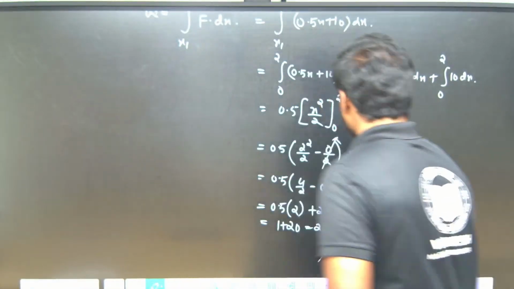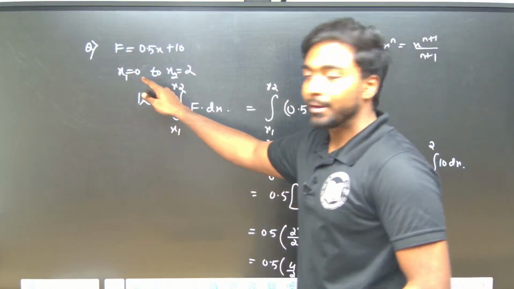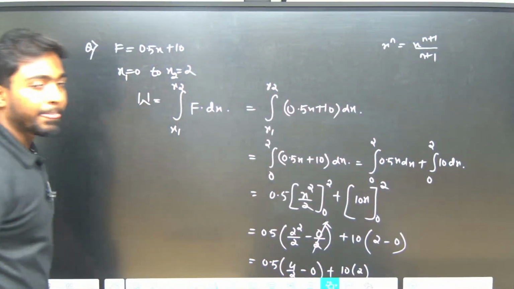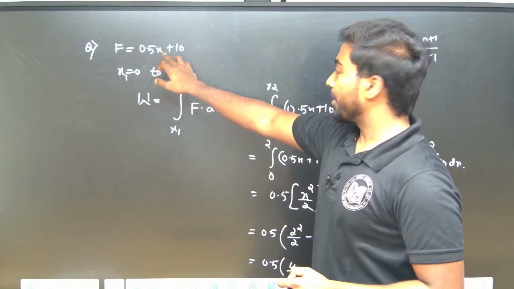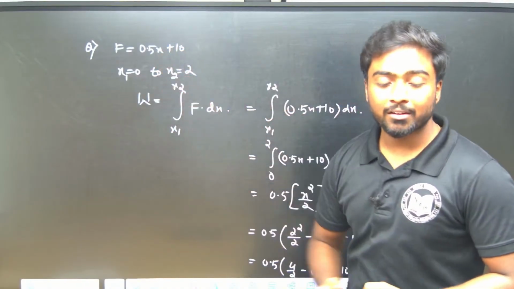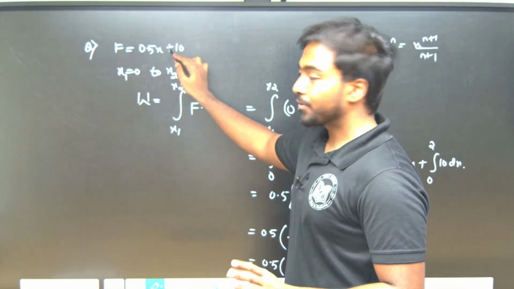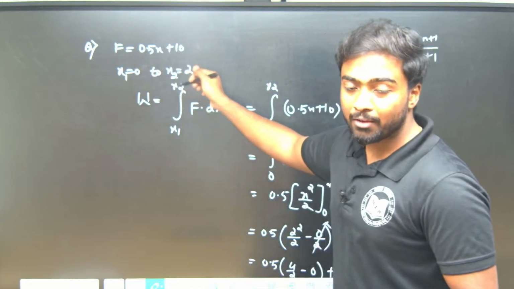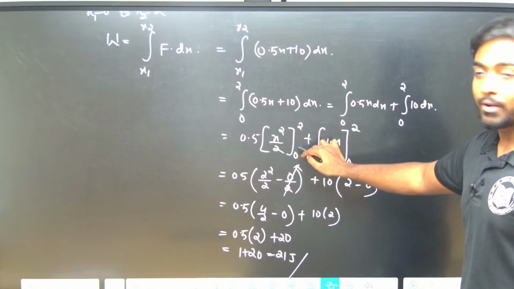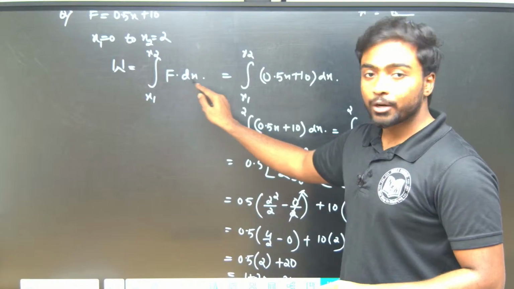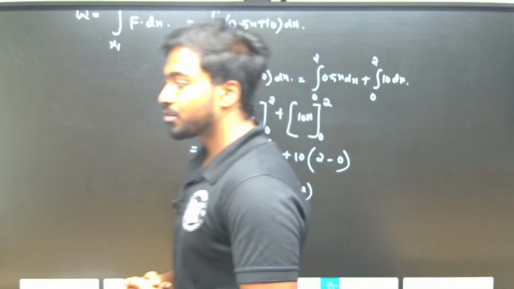So the question was F equals 0.5x plus 10 and the displacement happened from x1 equals 0 to x2 equals 2. Find the work done. Whenever the force has a variable term, that is a variable force. For example, if I substitute the value of 0, it is 10. If I substitute the value of 1, it is 10.5. If I substitute the value of 2, it is 11. So I should consider the variable force formula, the integral from x1 to x2 of F dot dx. We solved the problem and the answer is 21 joules.